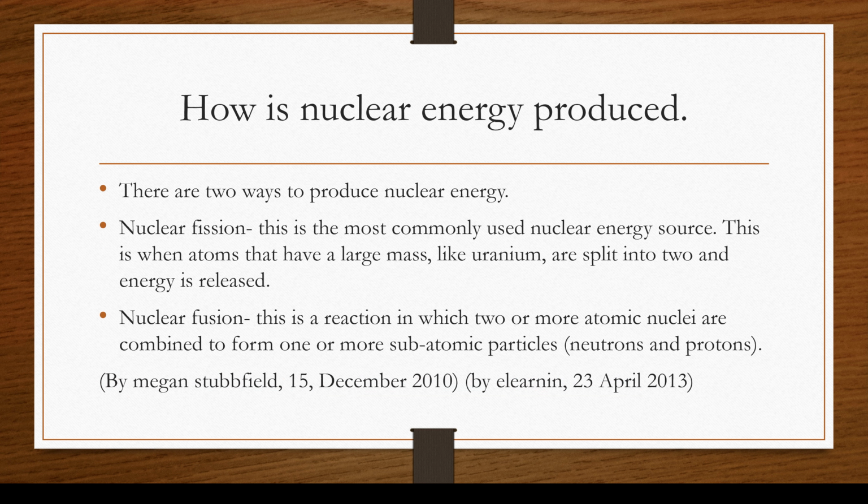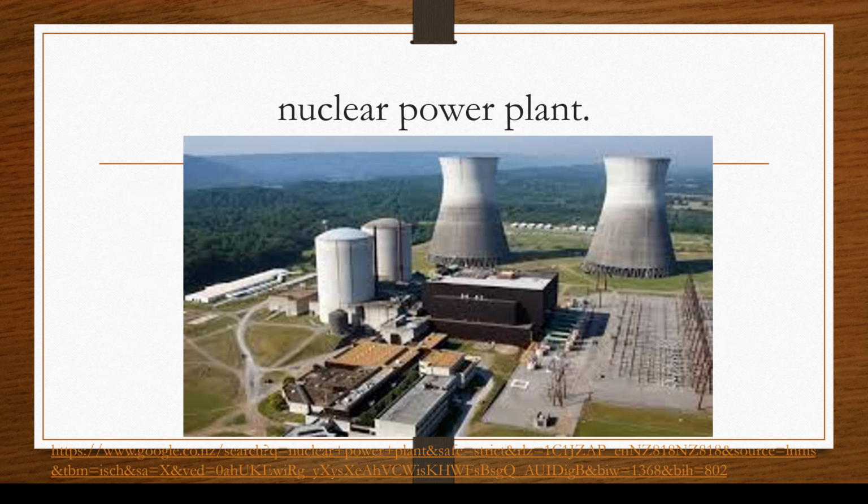How is nuclear energy produced? There are two ways to produce nuclear energy. Nuclear fission. This is the most commonly used energy source for most nuclear power plants. This is when atoms that have a large mass, like uranium, are split into two and energy is released. Nuclear fusion. This is a reaction in which two or more subatomic atomic nuclei are combined to form one or more subatomic particles. The subatomic particle exchanges neutrons and protons until it is able to be used for electrical energy.